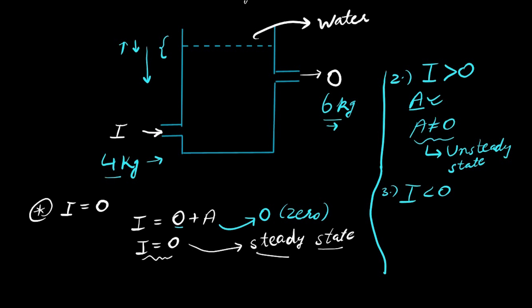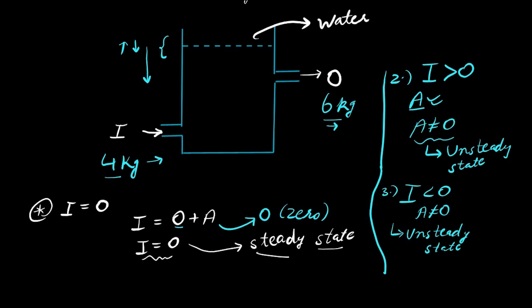But still, even in this case, something will be accumulated. Accumulation will not be equal to 0, but something will be accumulated at a given point of time. So again, accumulation is not equal to 0. And this condition is also unsteady state. We also call this unsteady state. So these are some of the conditions that are applied in material balance questions or material balance equations.